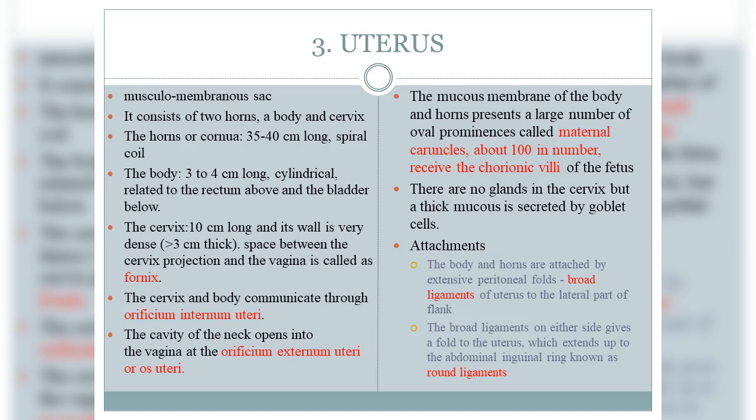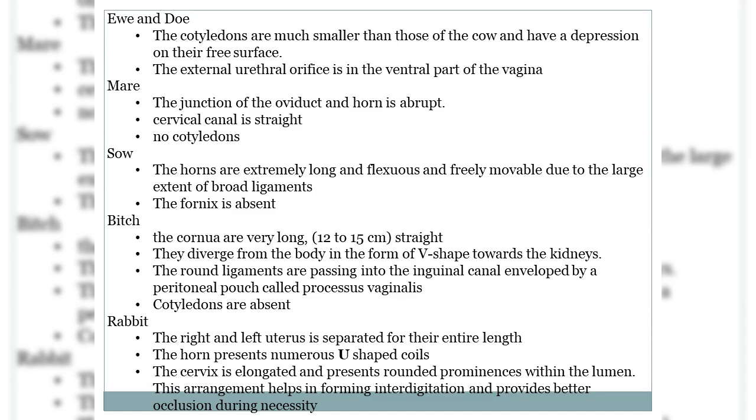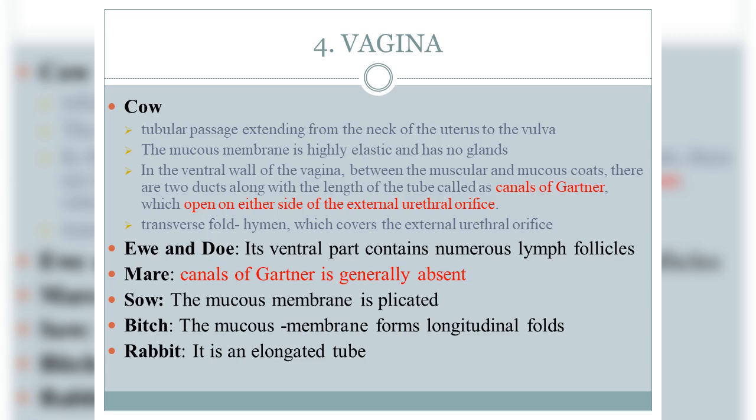It consists of the horns, body, and cervix, with various attachments and structures that facilitate pregnancy and childbirth. The structure of the uterus varies among species. For example, cows have prominent caruncles for placental attachment, while mares have long and flexible uterine horns. These adaptations support different reproductive strategies. The cow's vaginal structure includes a tubular passage extending from the neck of the uterus to the vulva.